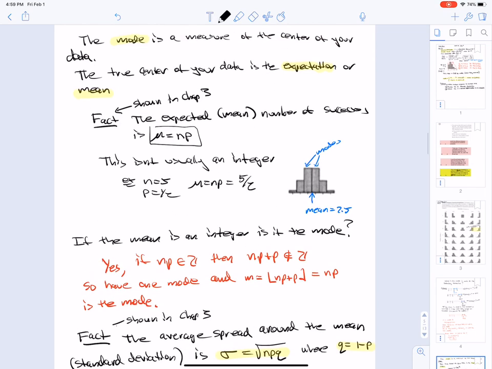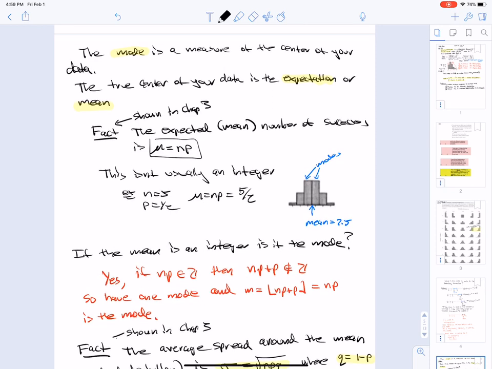So if the mean is an integer, is it the mode? The answer is yes, right? Because if the mean's an integer, that means that np is an integer. So np plus p is not an integer. That means we have a single mode, and the floor of that must be np, which is the mean.